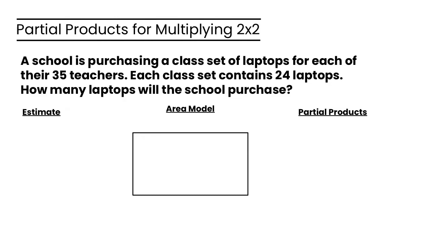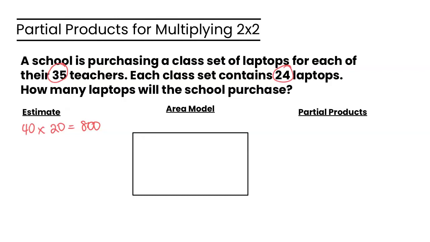So as we look at the numbers involved in this problem, a school is purchasing a class set of laptops for each of their 35 teachers, and each class set contains 24 laptops. I know I'm going to be multiplying 35 times 24 in order to get the answer, but if I look at 35, I can round that up to 40, and if I look at 24, I can round that down to 20 and multiply those two numbers to get an estimate of 800. At the end, we will come back to that estimate and see if our calculations match up with that estimate.